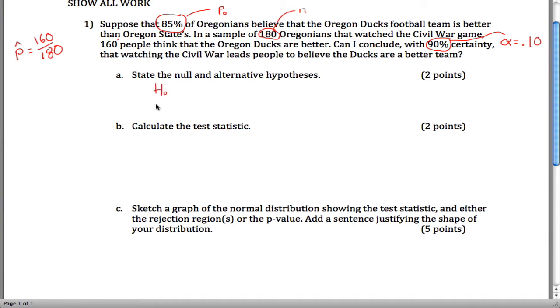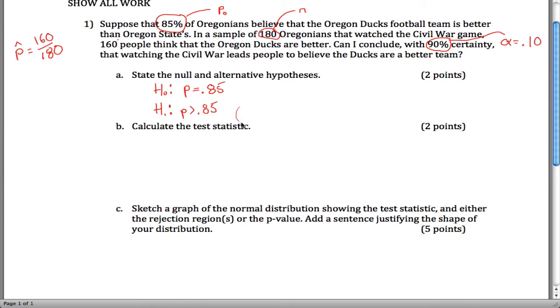We have our null and alternative hypothesis. Our alternative hypothesis goes along with the claim. And so the claim is that people that watch the Civil War believe that the Ducks are a better team, so there'd be a higher proportion in the sample. So the way we can write that is P, the proportion of the population if everybody watched this game, is greater than 0.85. And the null hypothesis would be that P is equal to 0.85.